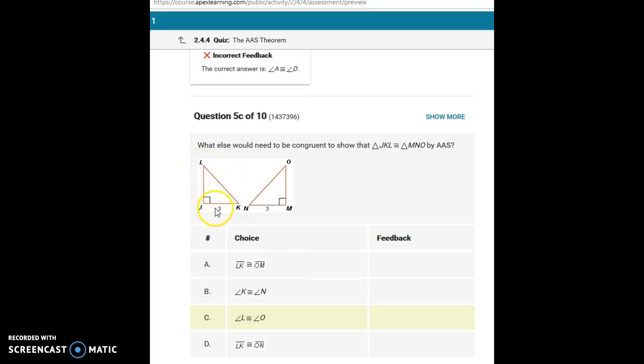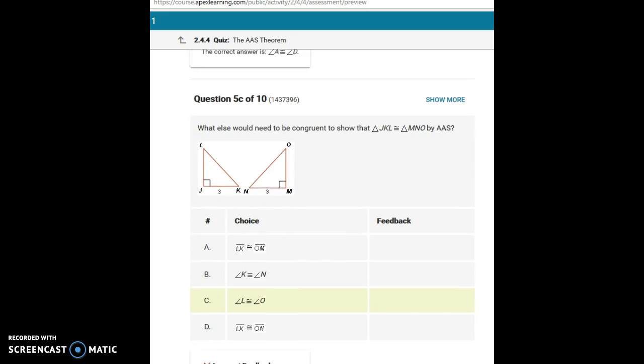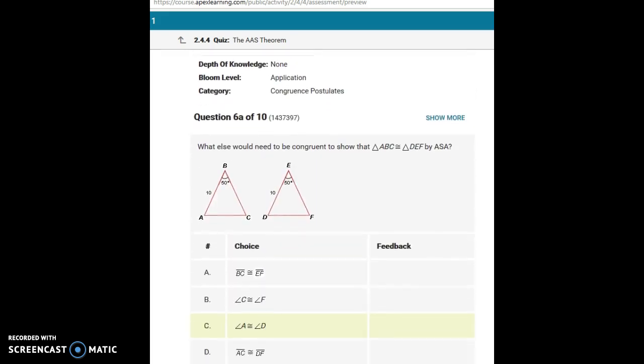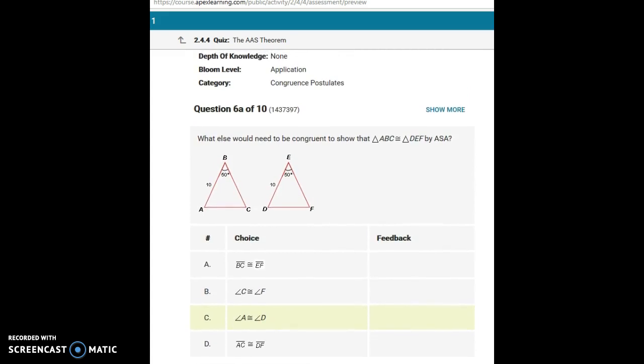We can't use K and N, because N is here and K is here, so that would be angle, side, angle. That's not the pattern. The pattern's angle, angle, side. So we've got to use L and O. Angle, angle, side. It's simple, but it can be complicated if you really let it get in your head.